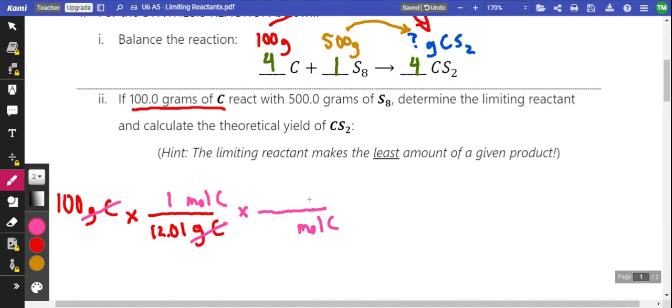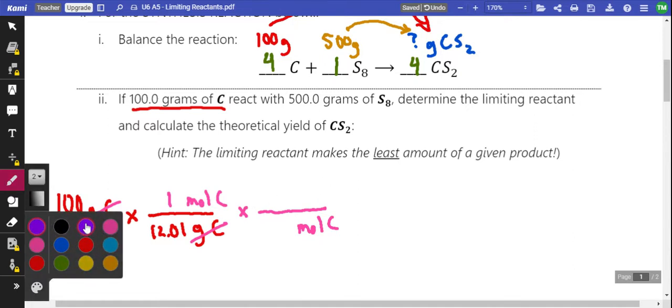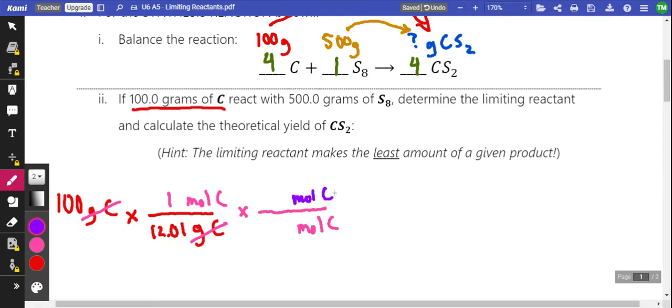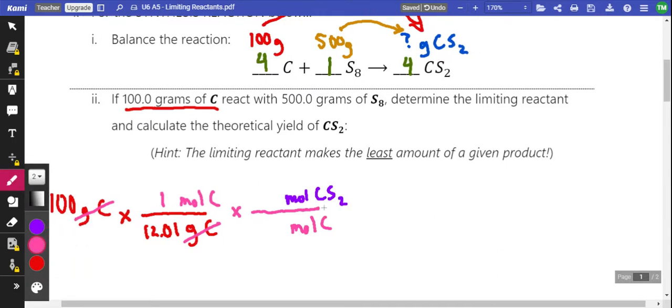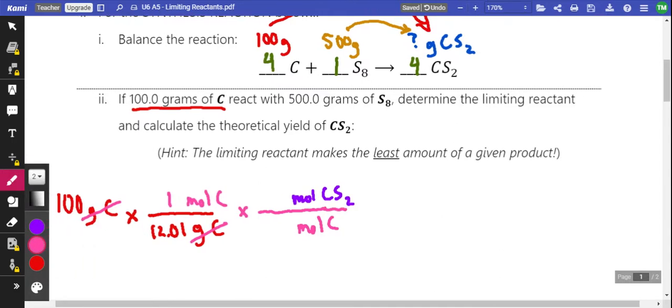All right, so what do I have up on top? Well, that's going to be moles of the new chemical I want to know about. In this case, I want to know about CS2. I want to know about moles of CS2. Now, this is a mole to mole ratio. I have moles on the top and the bottom, so I can't just be 1 with moles here. This fraction bar is asking me what the relationship is between the moles of one chemical and moles of another.